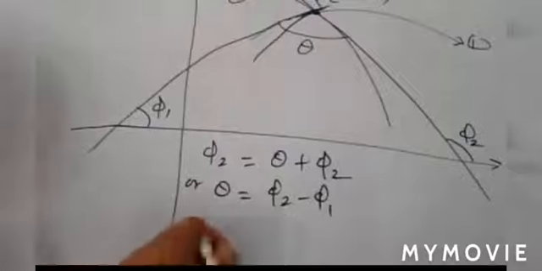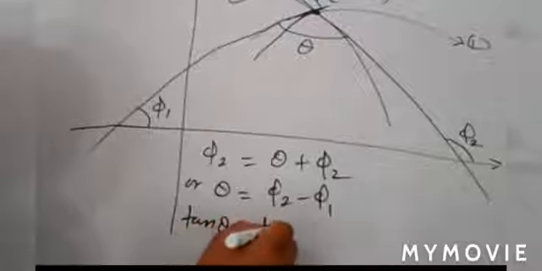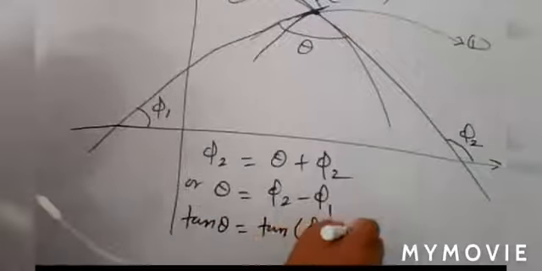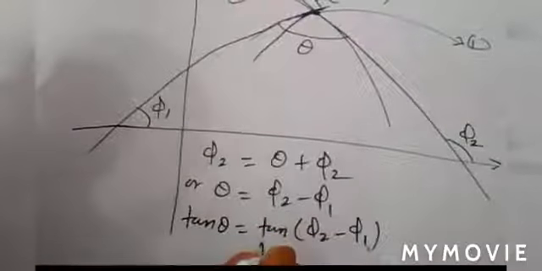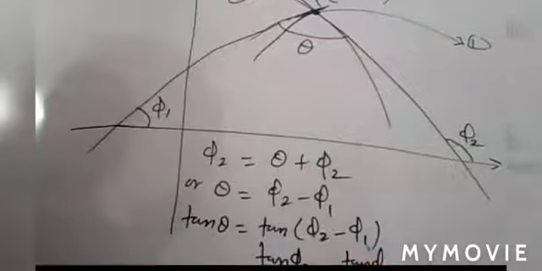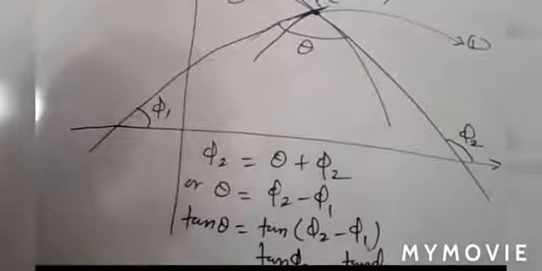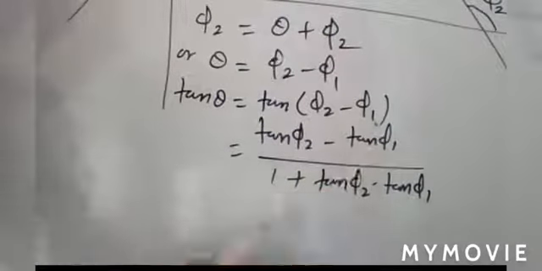Now, applying tangent on both sides, we have tan theta is equal to tan of (phi 2 minus phi 1), and that can be written as (tan phi 2 minus tan phi 1) upon (1 plus tan phi 2 into tan phi 1). Here you apply the formula for tan (A minus B). So here you have a result like that. Now see how you find the values of tan phi 2 and tan phi 1.